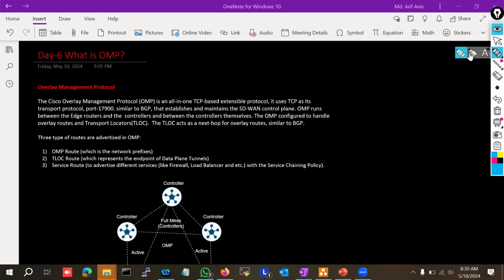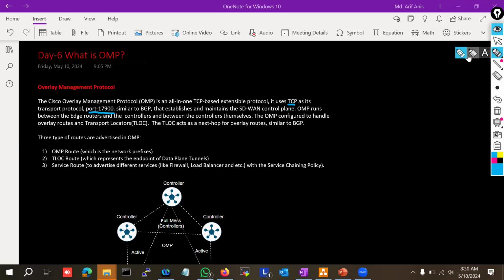BGP is also a TCP based protocol, and OMP uses port 17900. You know the BGP port number is 179, so it just added two zeros. As it's a TCP based protocol, it will establish the TCP three-way handshake, and it is used to maintain the SD-WAN control plane. So we will discuss more.